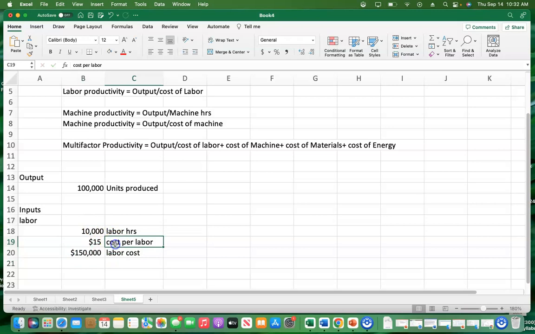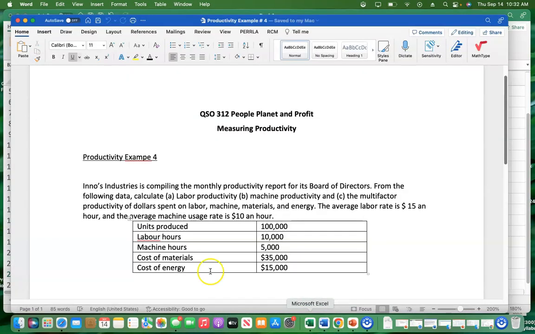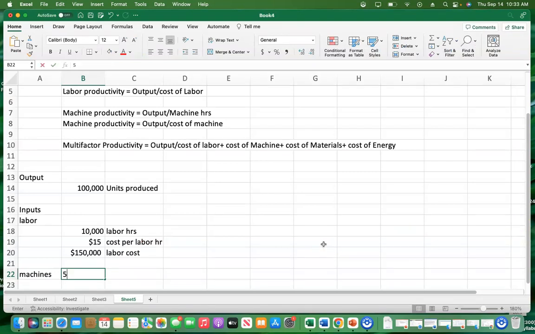So we can say cost per labor hour. And so in this case, we're looking at the labor cost for all the hours spent. And so we have this much. Now we can go for the machines. And so we're going to do exactly the same. For the machine, we are also given machine hours, which is 5,000. So I'm going to write here 5,000 machine hours.